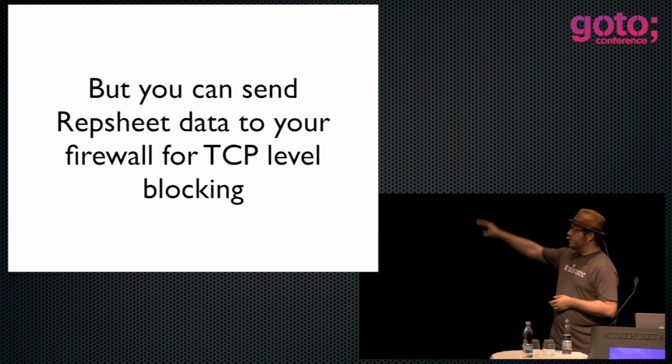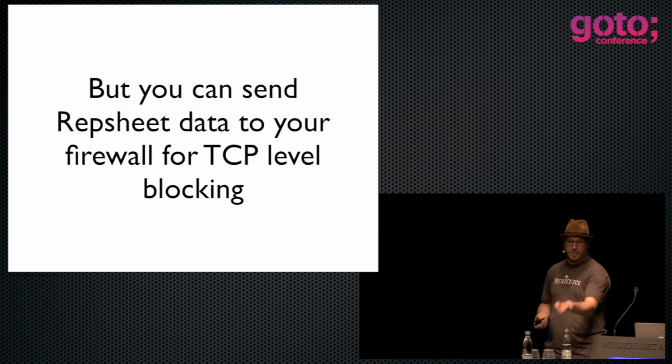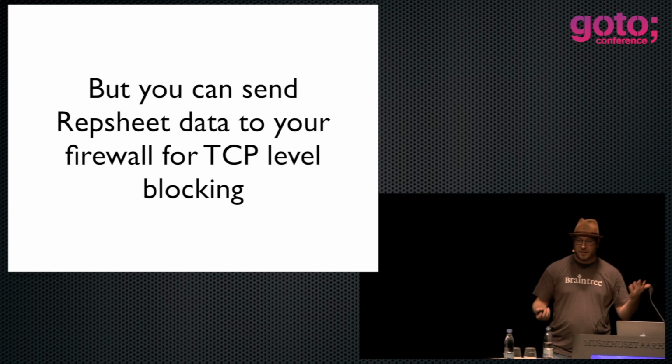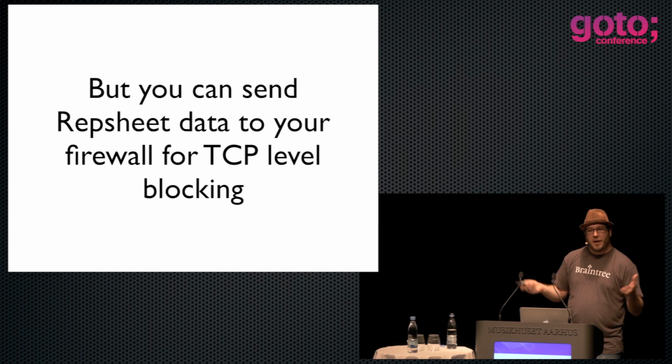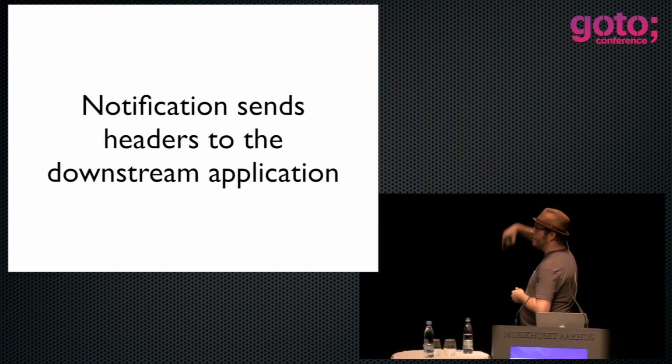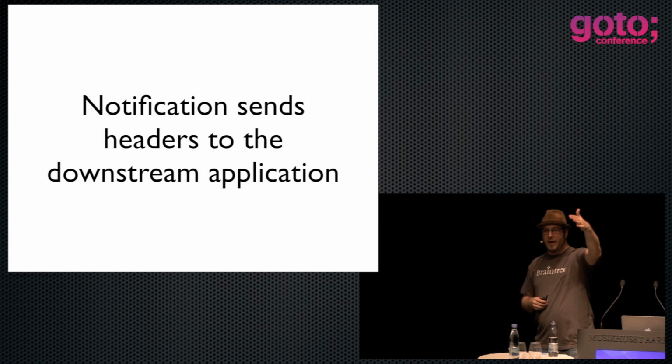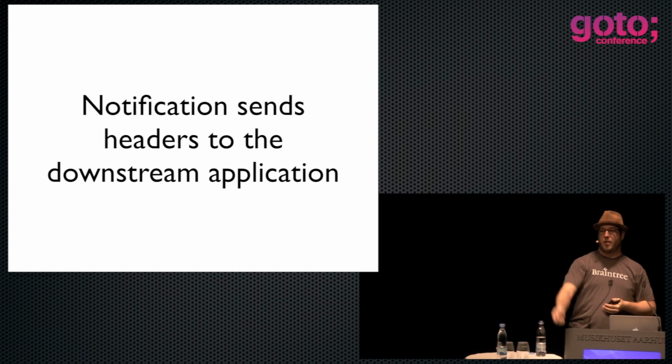You can write a little script that just looks in Redis at the people you blacklisted and updates your firewall to block them. Really easy, couple-line script. The difference is notification versus blocking. So notification sends the headers downstream. It actually adds an additional header, X-RepSheet, and says this person is on the RepSheet.